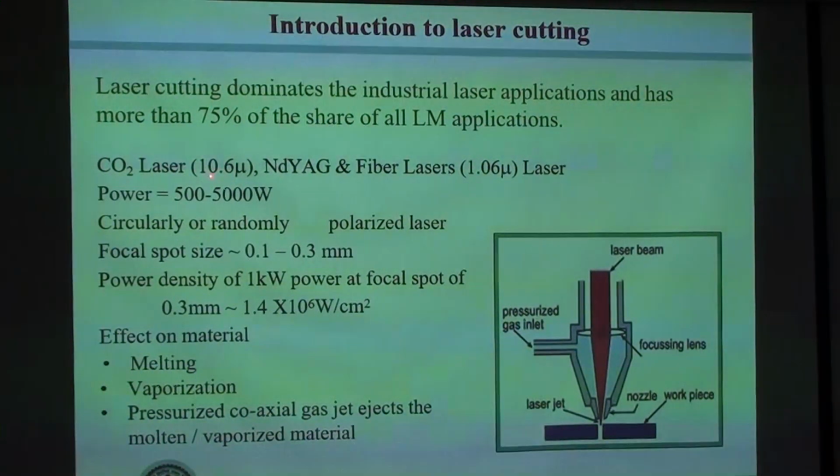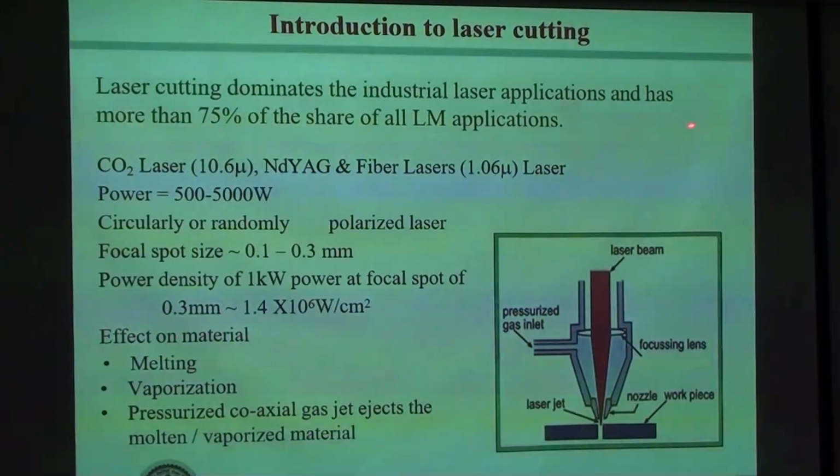But if you see the wavelength, it's 10.6 microns, which is more than 10 times that of the fiber laser. Now, as I mentioned, the wavelength has a large dependence on the absorptivity of the material, so we have a better solution to cut metals: the fiber lasers. For most metals, it has been observed that 1064 nanometer or 1.06 micron wavelength gives you good absorptivity, and that is the reason we use fiber lasers for cutting.